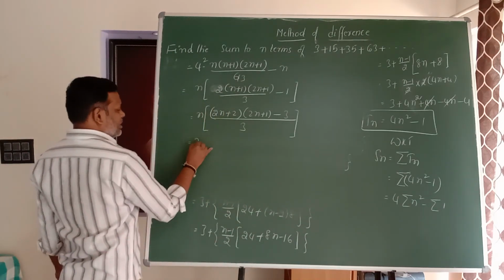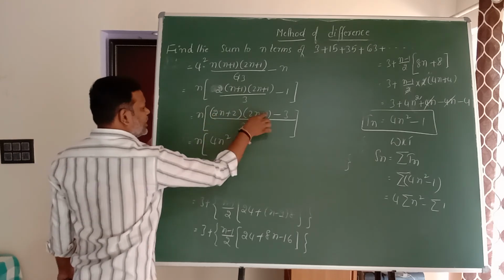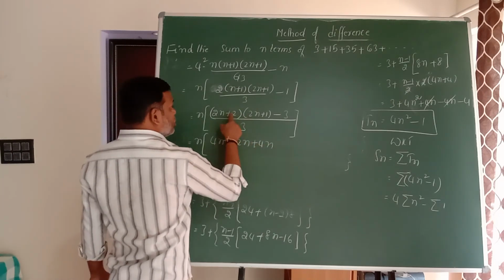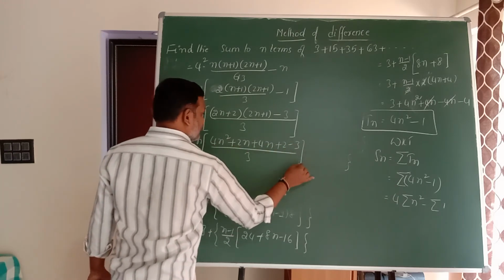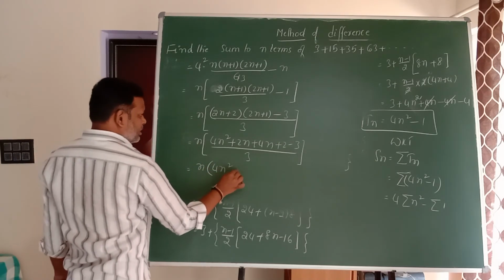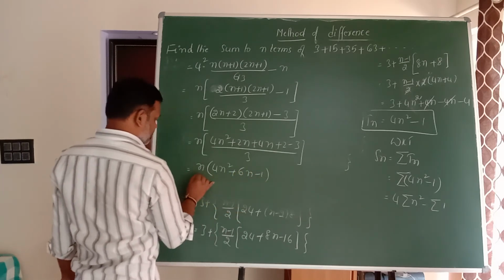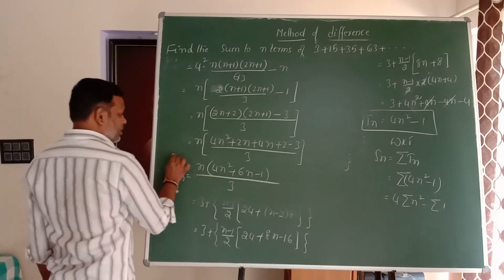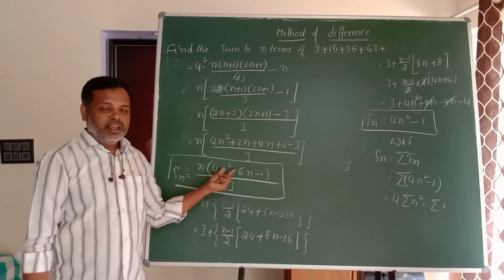Just multiply. That is equal to n into, multiply 2n into 2n, 4n square, 2n into 1 plus 2 into 2n, plus 4n, 2 into 1 is plus 2, minus 3, whole divided by 3. Simplify this: n into, look at me, 4n square plus 2n plus 4n is 6n, 2 minus 3 is minus 1, divided by 3. So here, if it is possible, we can factorize it. If it is not factorizable, keep as it is.